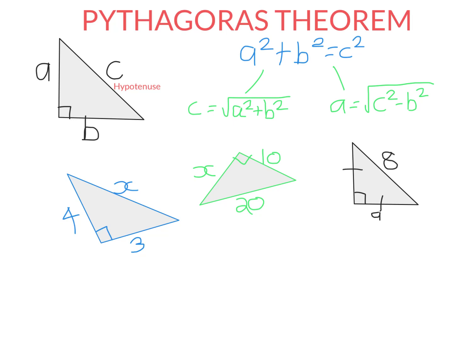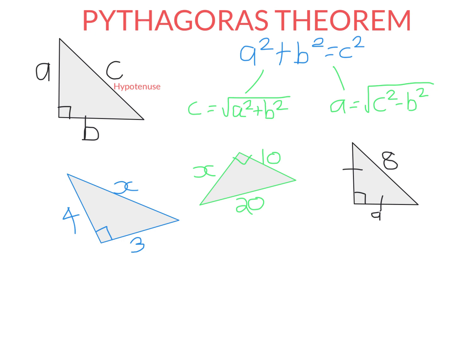Thank you so much for tuning into this video in which we will go through Pythagoras Theorem. So Pythagoras Theorem is used to find unknown sides in right-angled triangles. So here we have a right-angled triangle. We call the shorter two sides A and B, and C is the longer side, the hypotenuse.